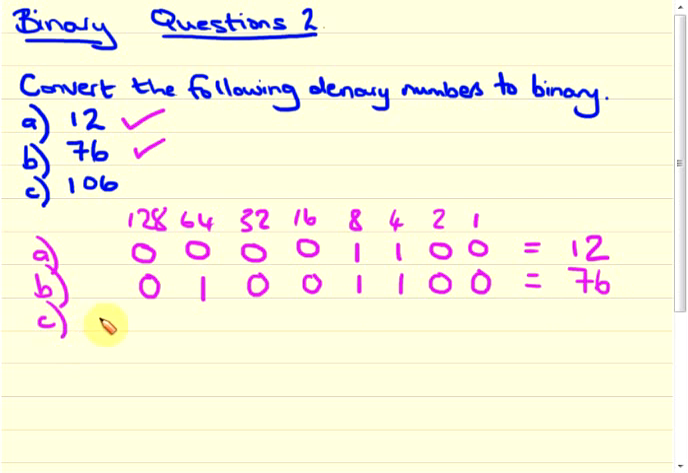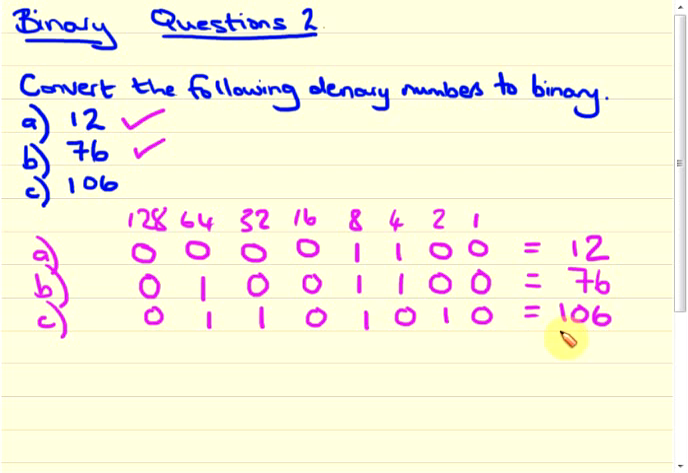Last question, C, we're going to make 106. So again, start from this place value here to make 106. We don't need 128. We do need a 64. We need a 32. We don't want a 16. We need an 8. We don't need a 4, but we do need a 2. And this makes the denary value 106.